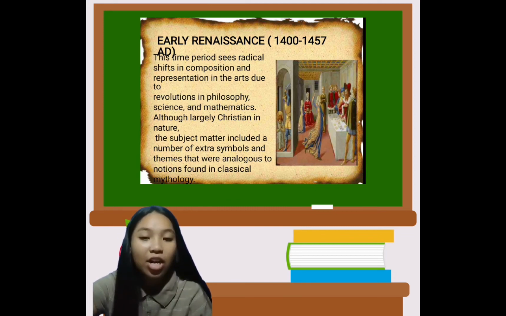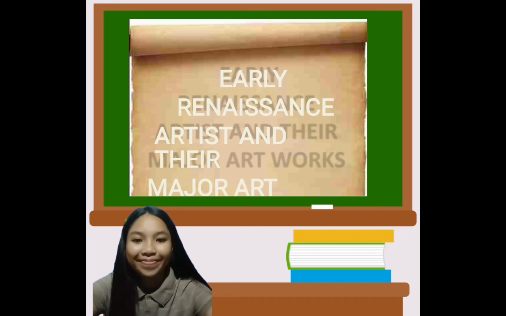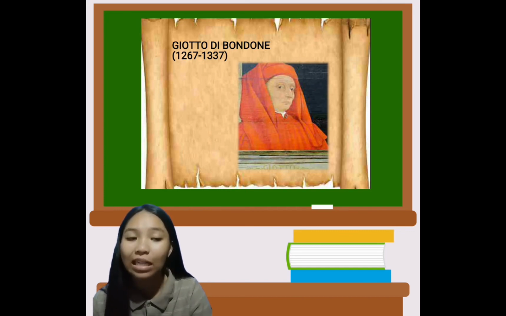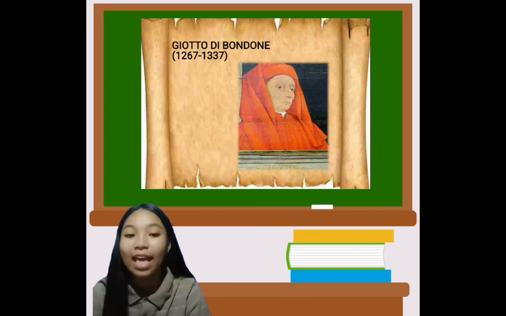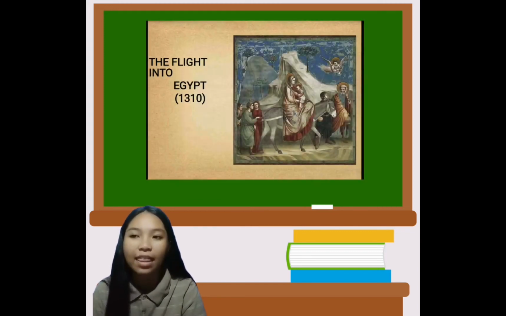These are the early Renaissance artists and their major artworks. Giotto di Bondone from Florence in the late Middle Ages. Giotto was an Italian painter and architect. He was an artist who produced work in the Gothic or Proto-Renaissance era. And these are his major artworks: Madonna Enthroned, Madonna and Child, and The Flight into Egypt.